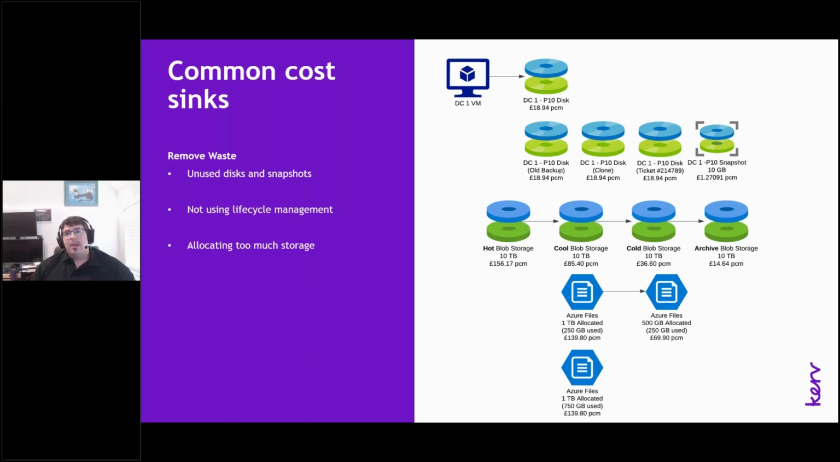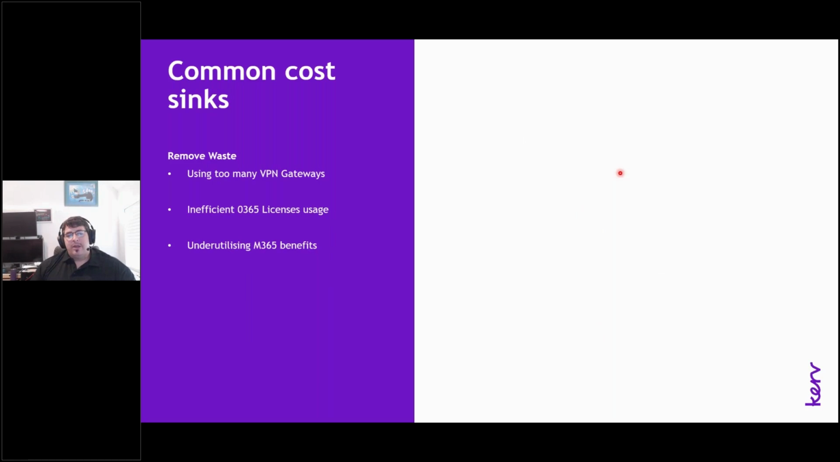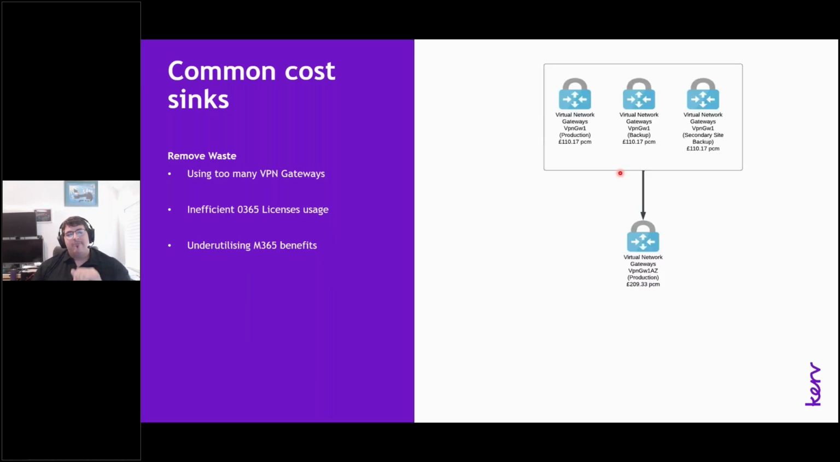But yeah, let's move on to another common cost sink, virtual network gateways, VPNs. Everybody loves a good VPN. Everybody sets up a VPN. I've got a piece of work to do. I need to connect quickly. I'll just spin up a VPN quickly. I'll go for a cheap tier. I'll go for the VPN Gateway 1.